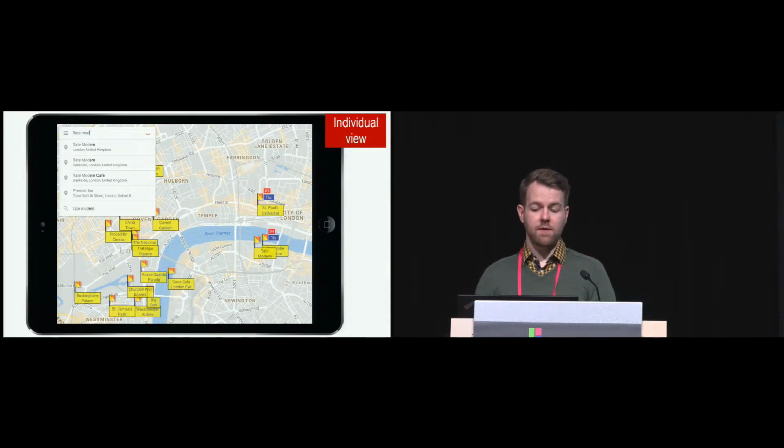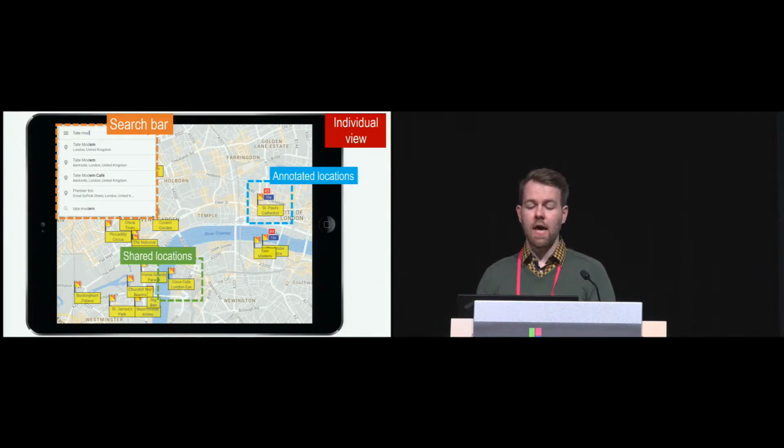So on the individual tablets, this is how the interface looks. It's a full-screen map, with a search bar at the top left. Shared locations appear on all connected devices with their title and a small flag. And locations that have been assigned a visiting order and duration appear as so-called annotated locations.